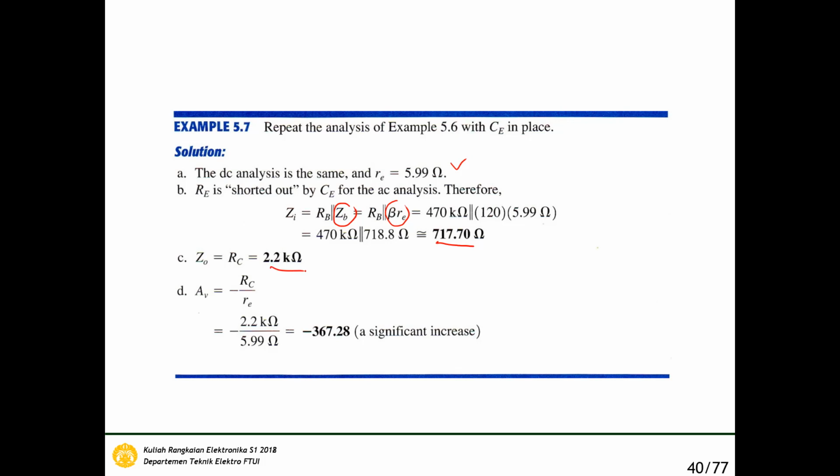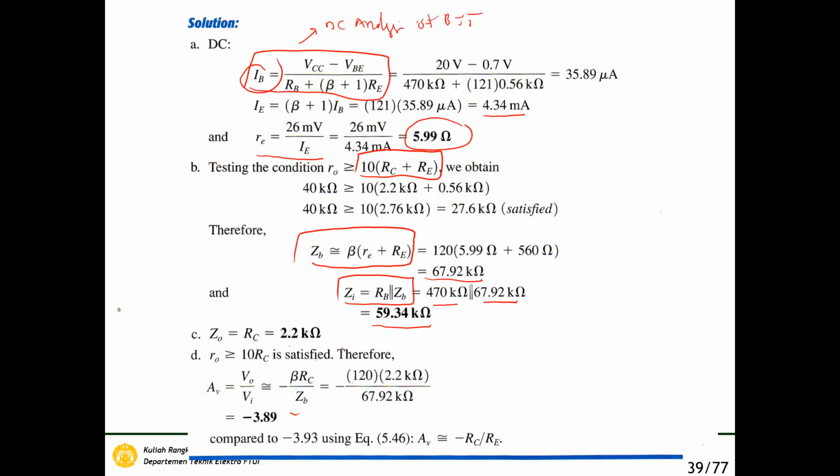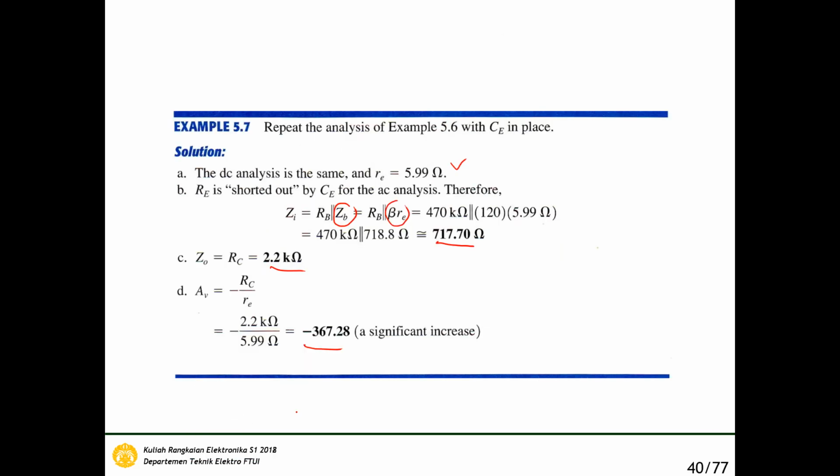And then AV is minus RC per RE. So we got that minus 367.28. Yeah, please compare to this one. If we use the emitter resistor, we got that AV is minus 3.89, and here is minus 367.28. So see, this is the significant increase if we connect the emitter bypass capacitor. So the bypass capacitor is very useful to increase the gain of the amplifier configurations.